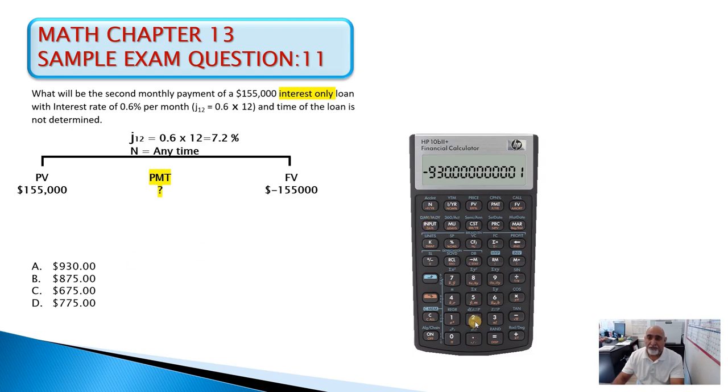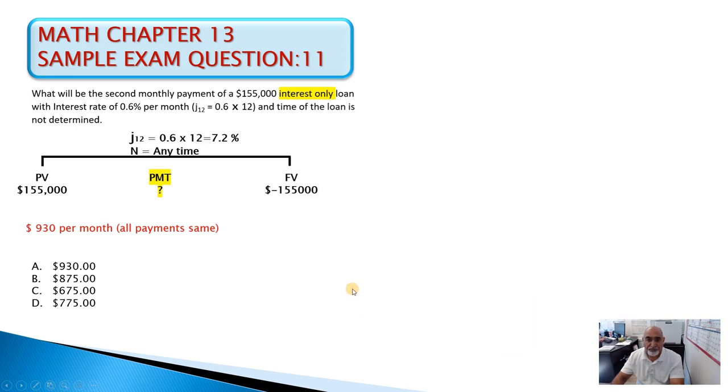If I change N to a 2, no change in answer. Third payment, second payment, it doesn't matter. It's the same amount. Payment number 6, if it goes on for that long, the payment is the same amount. Okay, so continue. 930 is the payment per month for all payments. It can go on forever, or it can be as short as 1 month long.